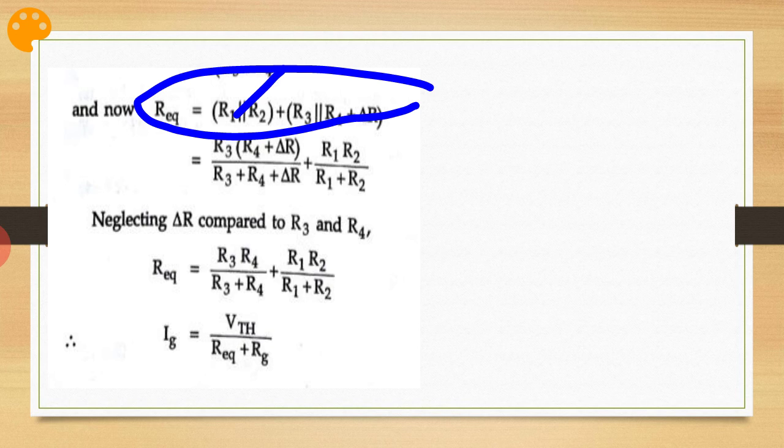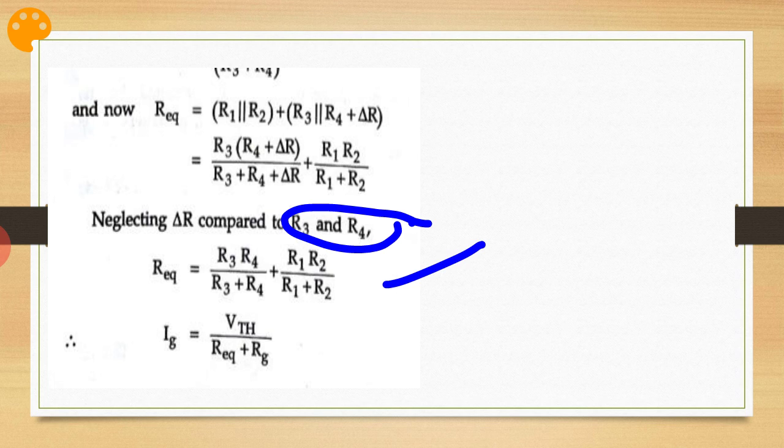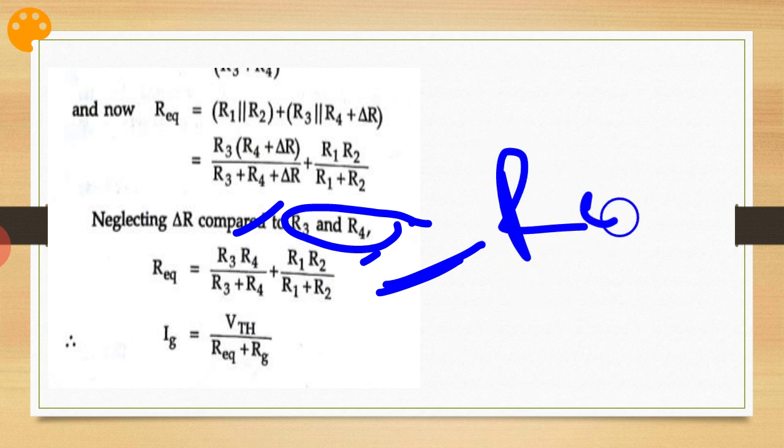Now further simplification is done, R3 into R4 plus delta R. Neglecting delta R, since R3 and R4 are large compared to delta R, R equivalent is found by using this equation: R equivalent is equal to R3 into R4 divided by R3 plus R4, plus R1 into R2 divided by R1 plus R2. So now we have obtained the R equivalent.